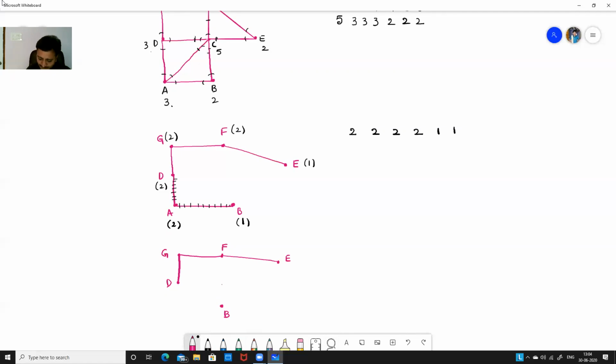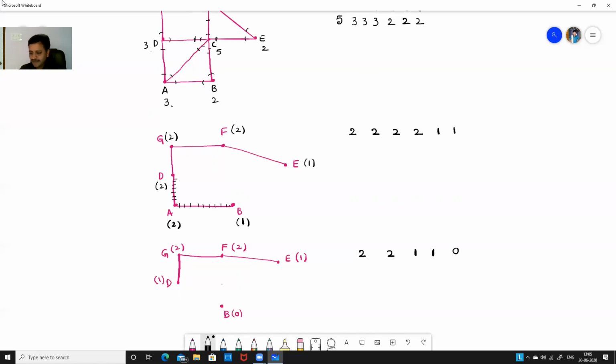Now if I see the degree sequence for this graph, E has degree 1, F has degree 2, G has degree 2, D has degree 1, right? And B has degree 0, because this is an isolated vertex. Therefore, if I write the degrees in descending order, it is 2, 2, 1, 1, 0. So this is the degree sequence.